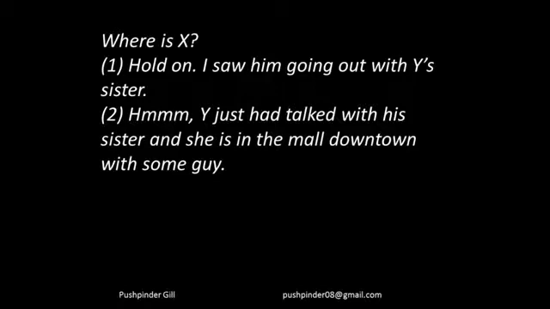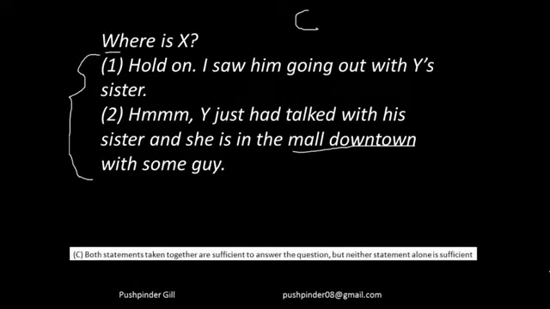Now this is about answer choice C, wherein you combine both the statements. Since this question is asking where is x, the first statement says, I saw him going out with Y's sister. Second, Y had just talked with his sister and she's in the mall downtown with some guy. So that means x is in the mall downtown, because the first statement tells that x is with Y's sister, and the second statement tells that Y's sister is in the mall downtown. So I'm able to get the location of x using both the statements, which is your answer choice C: both statements taken together are sufficient to answer the question, but neither statement alone is sufficient. So this is what answer choice C means.